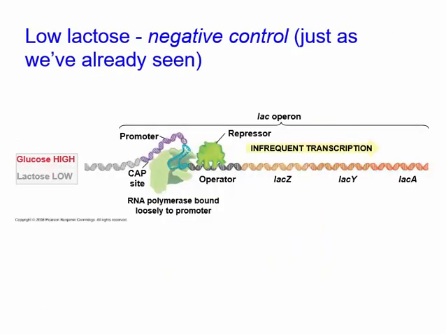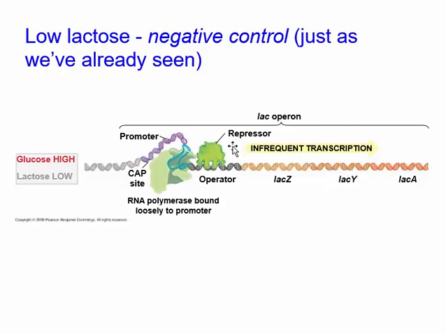So let's go through a couple of different scenarios now. Low lactose scenario, but glucose is high. And that might be in your culture medium. You're feeding your bacteria lots of glucose, great. So what's happening to the lac operon? Well, nothing, right? The repressor is sitting there because there's no lactose, and it's not being transcribed.